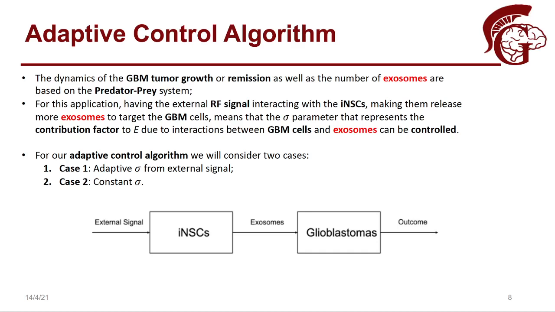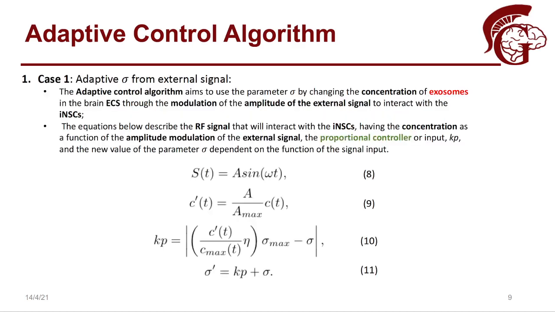For our control algorithm, we will consider two cases. The first case, we have an adaptive sigma that adapts according to the external signal, and the second case where we have a constant sigma.